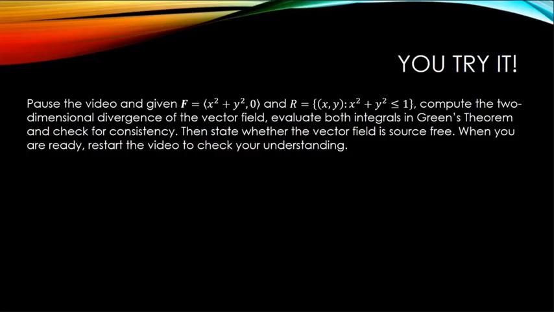Now you get to try it. Pause the video, and given f is equal to the vector with components x squared plus y squared and 0, and R is the set of all points (x, y) such that x squared plus y squared is less than or equal to 1, compute the two-dimensional divergence of the vector field, evaluate both integrals in Green's theorem, and check for consistency, then state whether the vector field is source-free. When you're ready, restart the video to check your understanding.